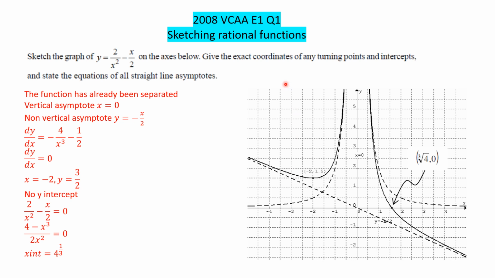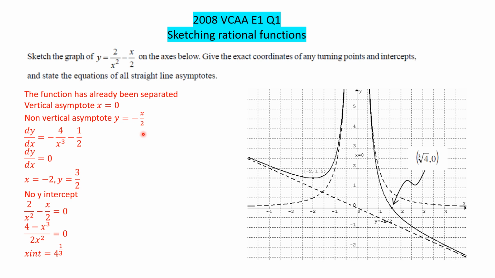Okay, just another one on rational functions. In this case, you don't need to split it up. It's already split up into 2, and the one without the x in the denominator is your non-vertical asymptote. So that's that line there. The question asks you to label the turning point, intercepts, and also asymptotes as well. So from there you can say, because you have x in the denominator, the vertical asymptote is x equal to 0, and the non-vertical one is just that.